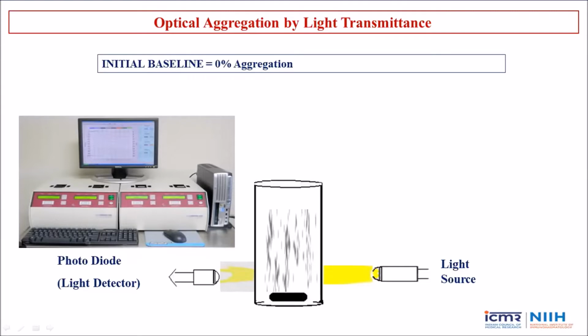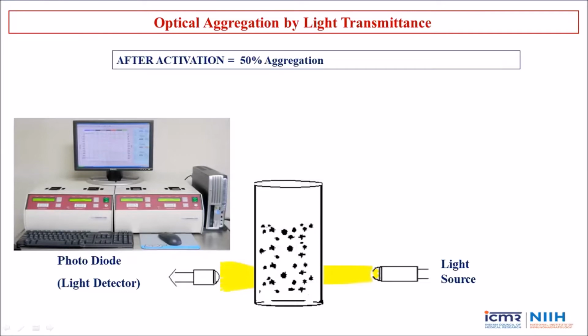Because of the evenly suspended platelet-rich plasma, at the starting point the transmittance of light is considered as 0% transmittance. Then as we add the agonist, and the platelets start aggregating and clumping, the transmittance of light gradually increases. So from 0, it starts going towards 100.